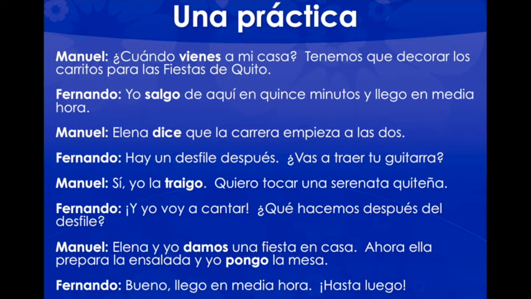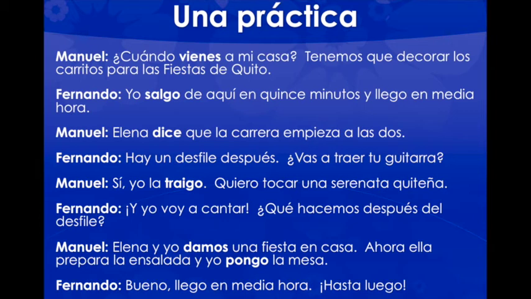So some practice that you can see with these irregular yo form verbs or irregular verbs in general. Cuando vienes a mi fiesta, you can see that's in the tú form. When are you coming to my house? Also an E to IE stem change. Tenemos que decorar los carritos para las fiestas de Quito. Fernando says, yo salgo de aquí en 15 minutos. I am leaving from here in 15 minutes. Y llego en media hora, and I'm arriving in a half hour. Manuel, Elena dice que la carrera empieza a las 2. Here you can see decir is an E to I stem changer. Elena dice que la carrera empieza a las 2, that the race starts at 2.